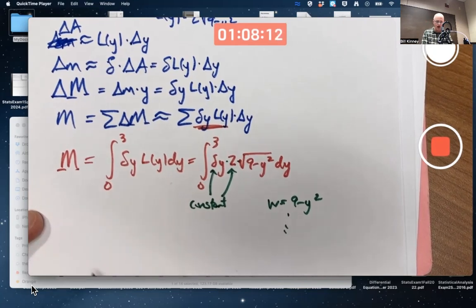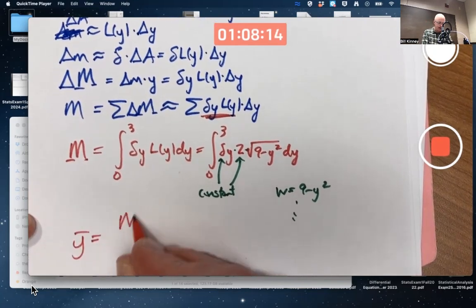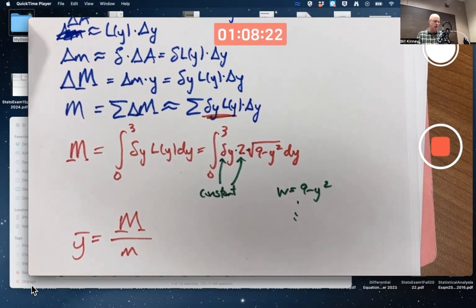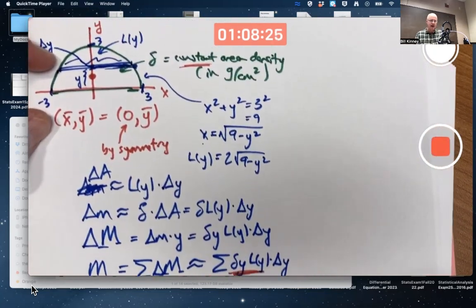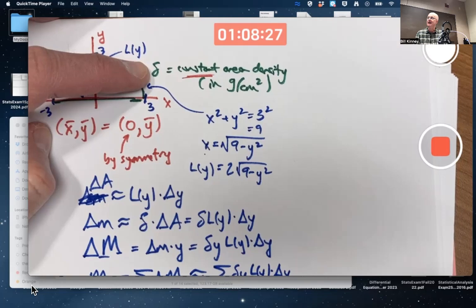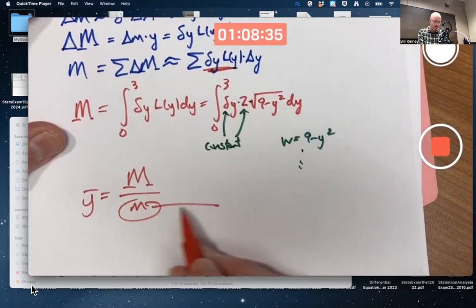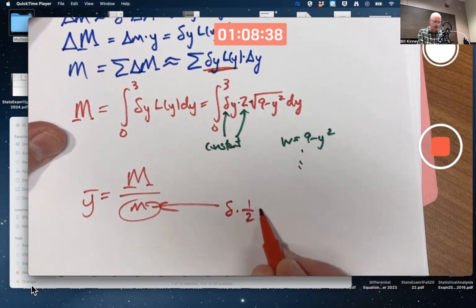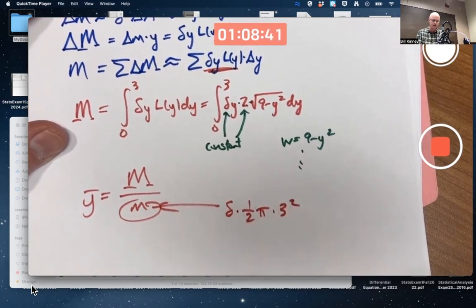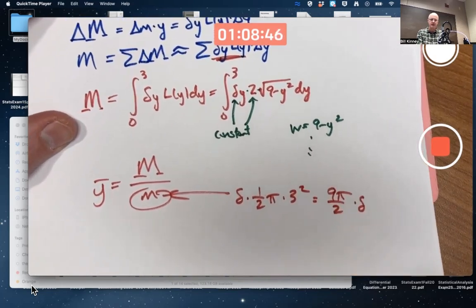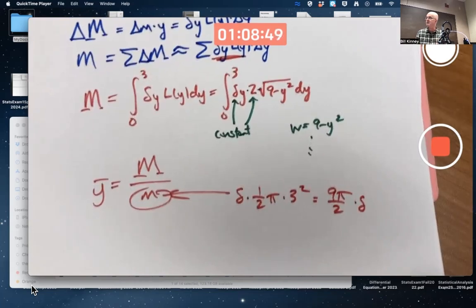To find y bar, then you'd have to take that moment and divide by the total mass. And the total mass would be the area of the semicircle times the density. And the area of the semicircle is 1/2 pi r squared. Multiply that times the density. This would be delta times 1/2 pi r squared. r is 3. So it'd be 9 pi over 2 times delta is going to be what the mass is in this case, and that would help you figure out y bar.